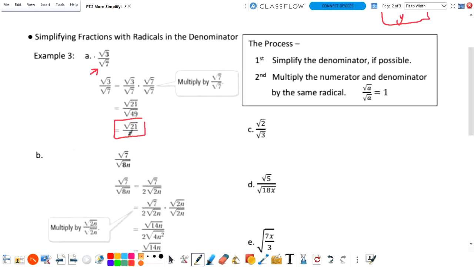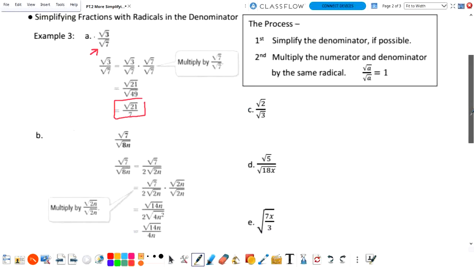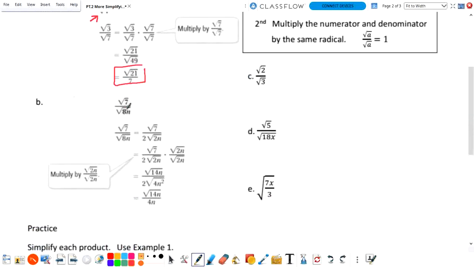All right, same thing here. Well, actually, let's go to B. So we have the square root of 7 over the square root of 8n. Okay, so notice that the first thing they did before they multiplied by anything else was pull out what could already be pulled out, right? So the square root of 7, and then the square root of 8n. So they pulled out the square root of 4 times 2n, and they just skipped that step when they're showing you. So we know that the square root of 4 is 2. So we were left with 2 and then 2 in the square root of 2n. Okay, so that's how we got to this part.